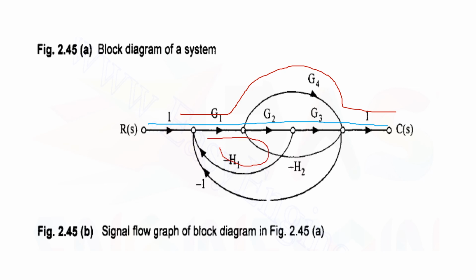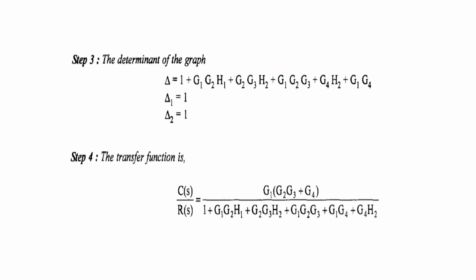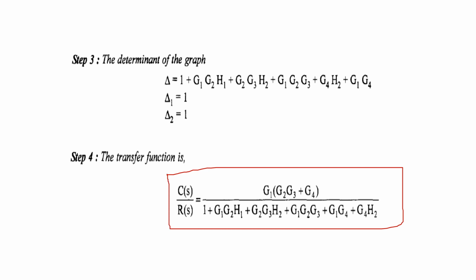So one loop here, one loop here, we have another loop here. Okay, one more long loop is this one. Okay, and one more is like a circle. So totally we are able to get two forward paths, that is G1, G2, G3 and G1, G4, and 5 loops with the loop gains as listed here. This is almost similar to your first problem, and there are no non-touching loops because all the loops touch each other. And you are going to get the transfer function by summating all the values and replacing it in the transfer function notation.